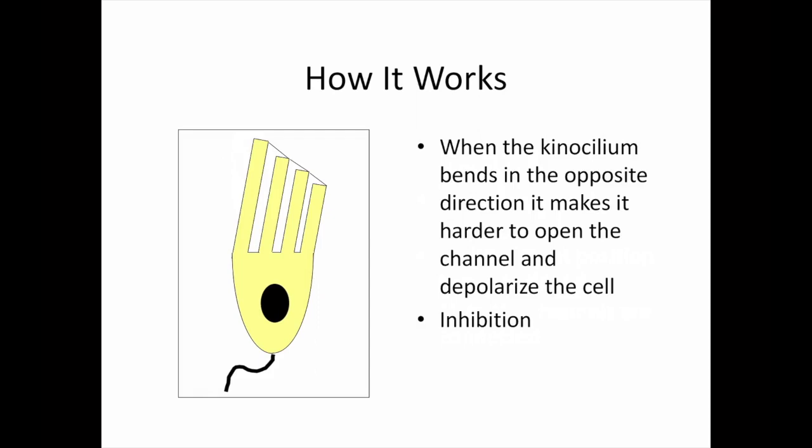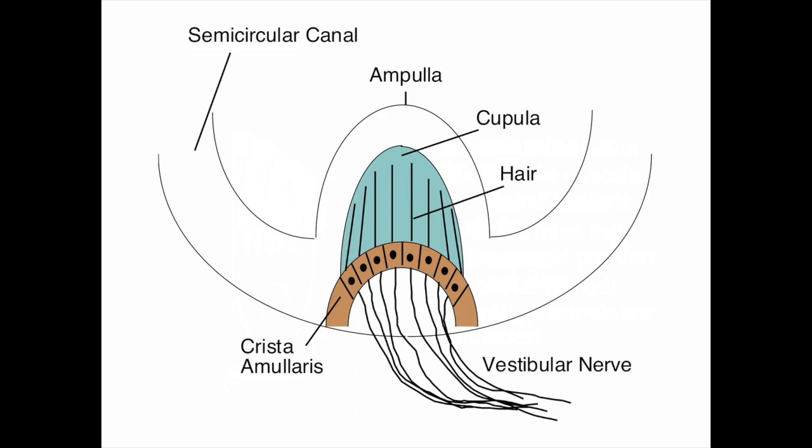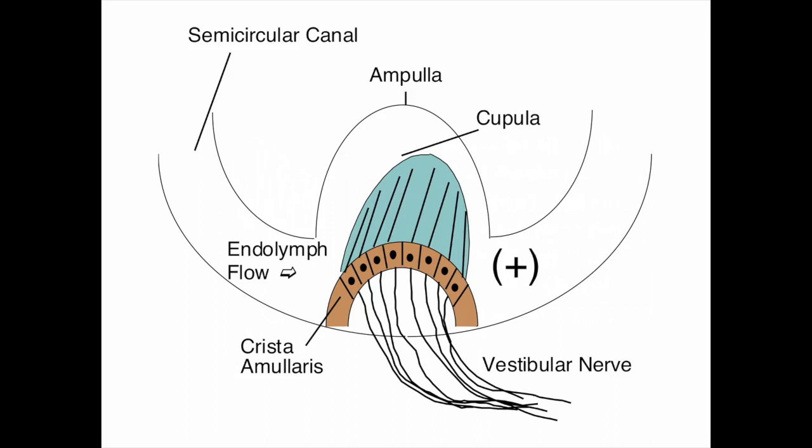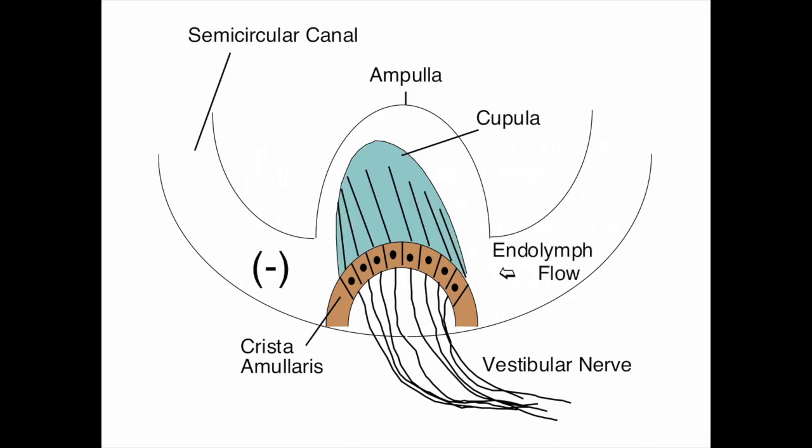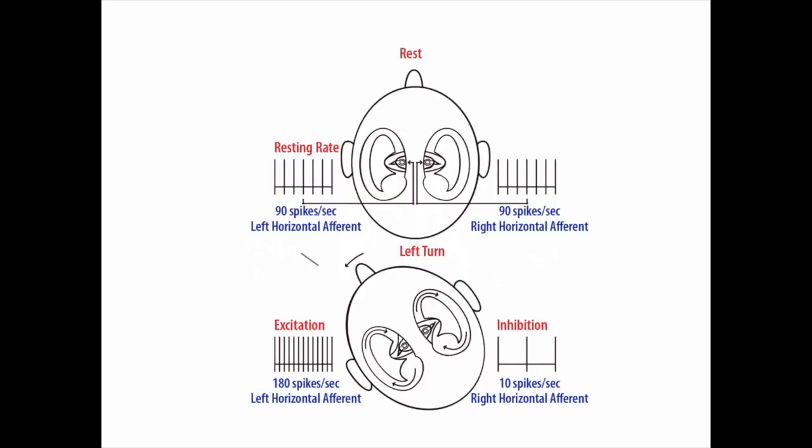Again, when it moves in the opposite direction, away from the kinocilium, it results in an inhibition. This is again another diagram of the crista, the nerve fibers, etc. Again the movement of the kinocilium, and see the direction of the endolymph resulting in the movement of the cilia towards the kinocilium, which results in a depolarizing signal. Whereas when the endolymph is moving in the opposite direction, it results in the movement of the cilia away from the kinocilium, resulting in a hyperpolarizing signal.